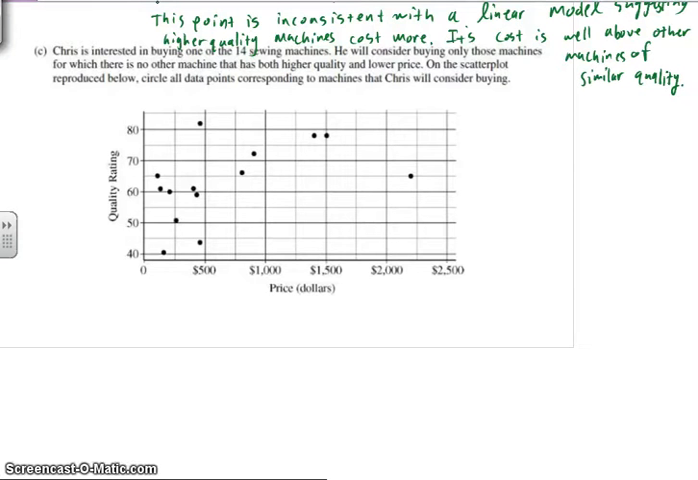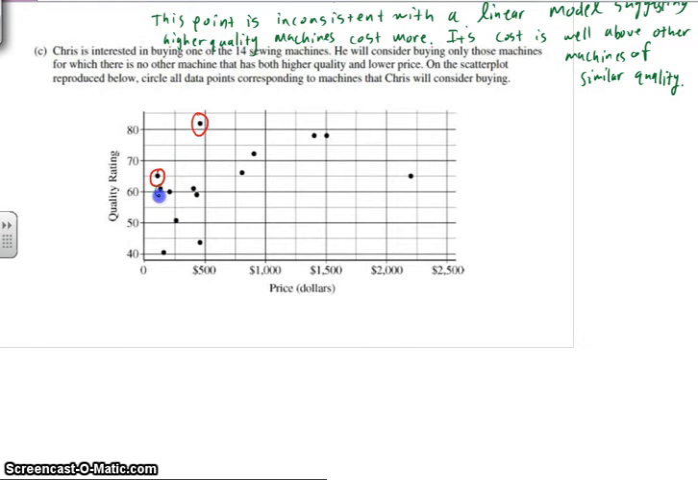So if we're thinking of high quality and low price, we're looking at points that are in this area. Okay, and we're just sort of using their criterion. We're saying there's no other machine that both has higher quality and lower price. So let's look at this one right here. Okay, there is no machine that has higher quality than this and lower price than this at the same time. This one also fits that criterion.